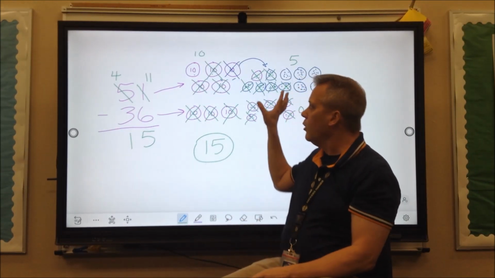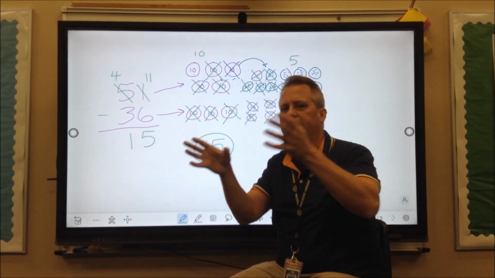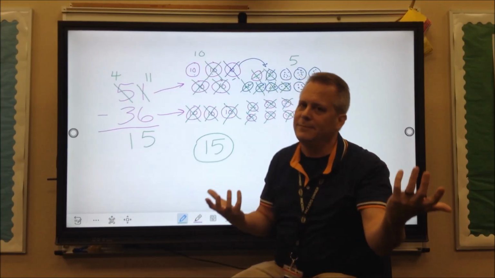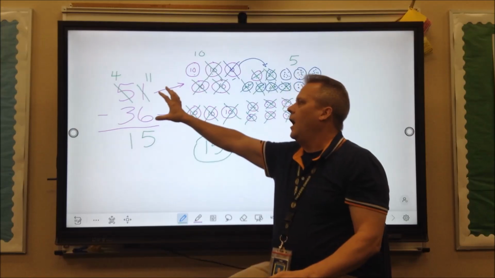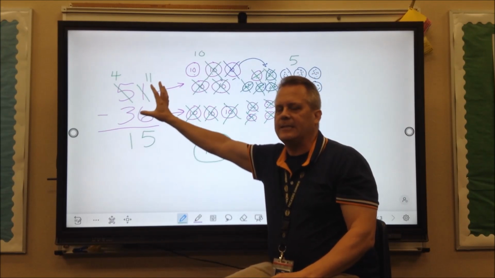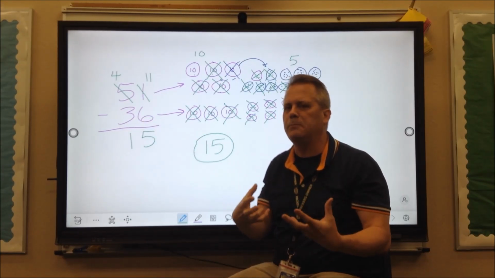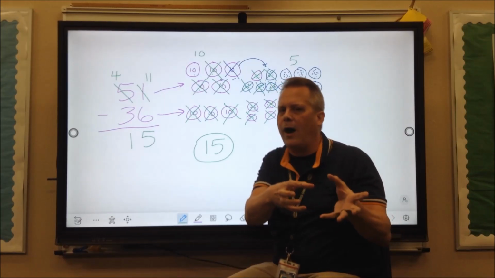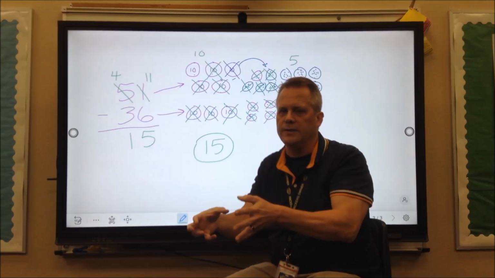Now, once you get down this concept of regrouping, and like I said, some people will call it borrowing, once you understand this, you can just start doing this process. You have to build that number sense. You have to understand why we're moving something from the tens place to the ones place.